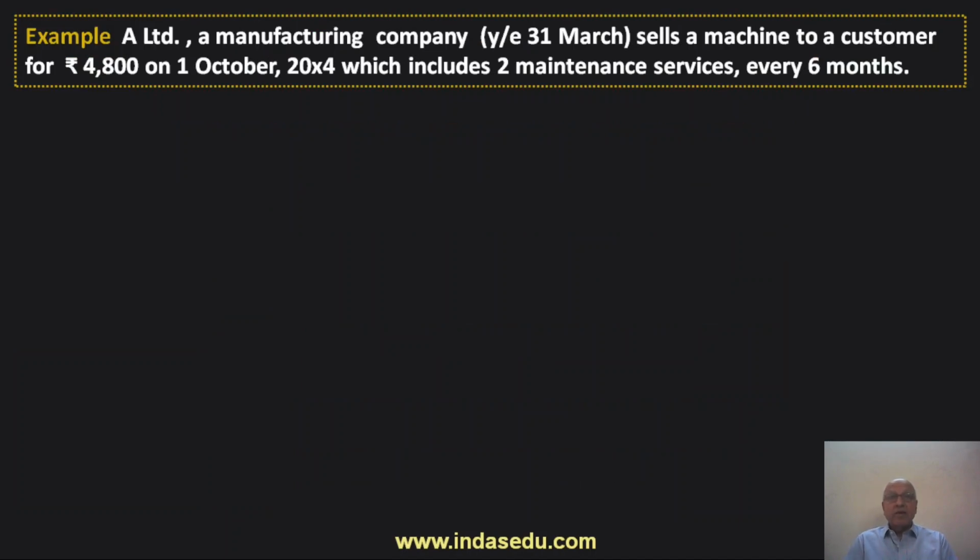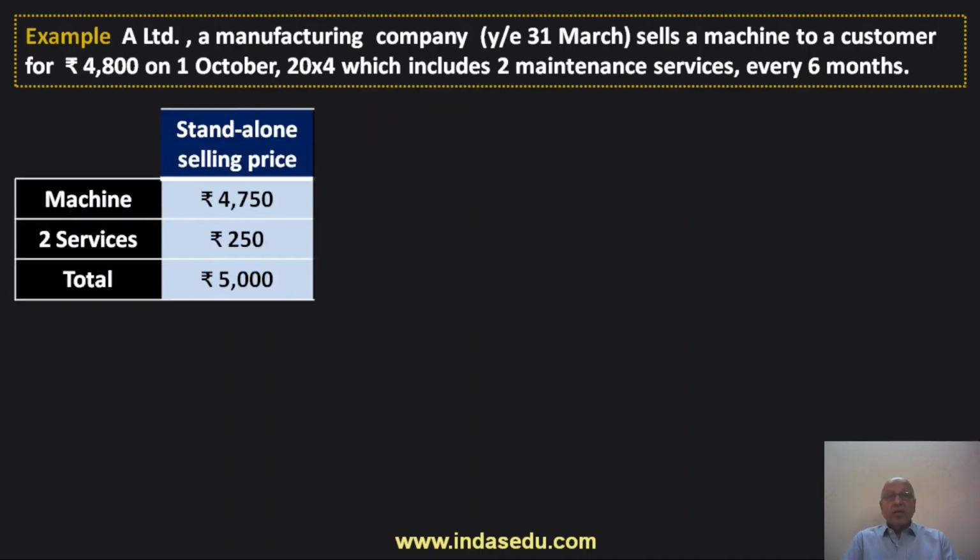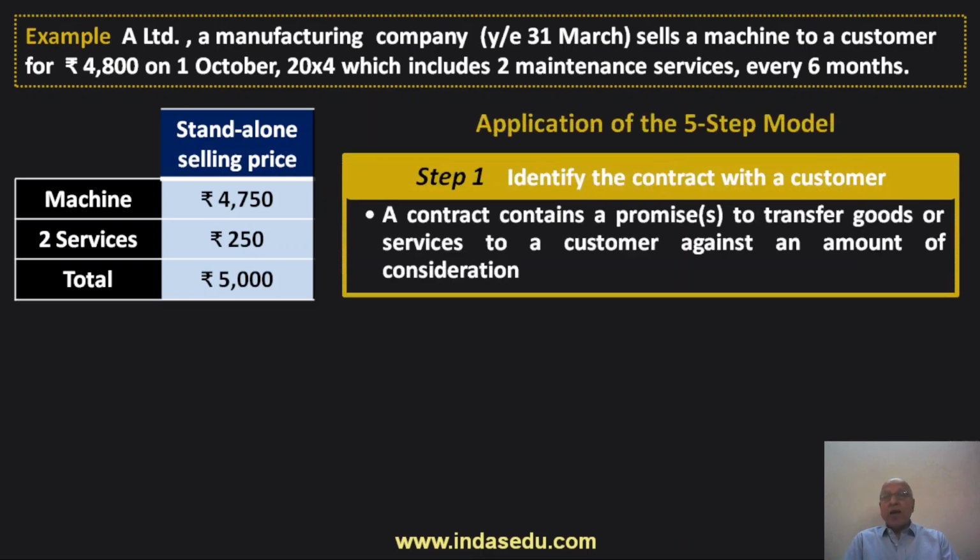First, you see this example. A Limited, a manufacturing company, year-end 31st March, sells a machine to a customer for rupees 4,800 on 1st October 2004, which includes two maintenance services every 6 months. Standalone selling price given: machine 4750 and two services 250, total 5,000. Now, step 1, we apply the five-step model.